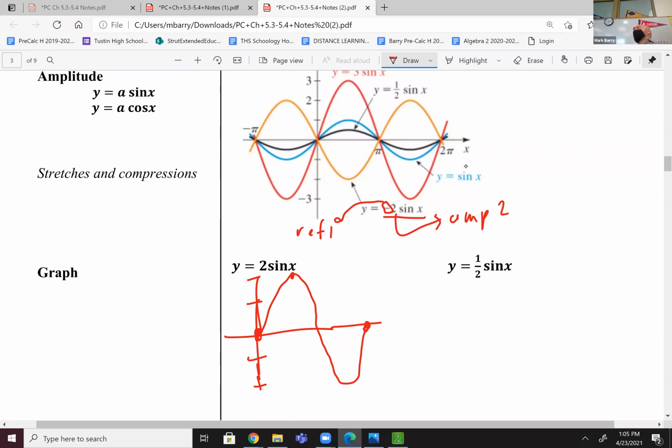But those midpoints, like I call them, do not move based on amplitude, right? Those are still at the 0. It's just how high the high points go and how low the low points go, all right?